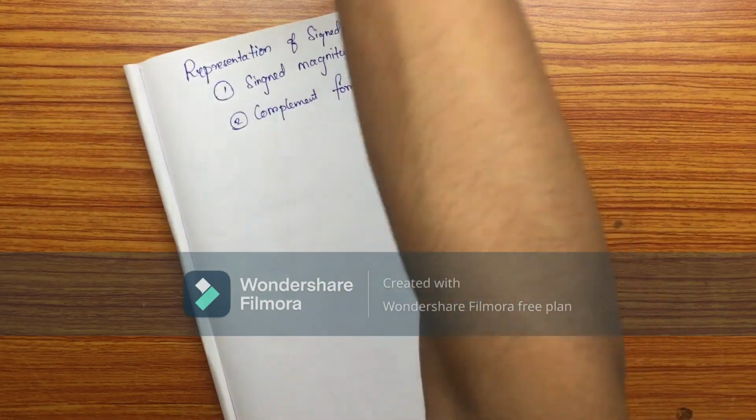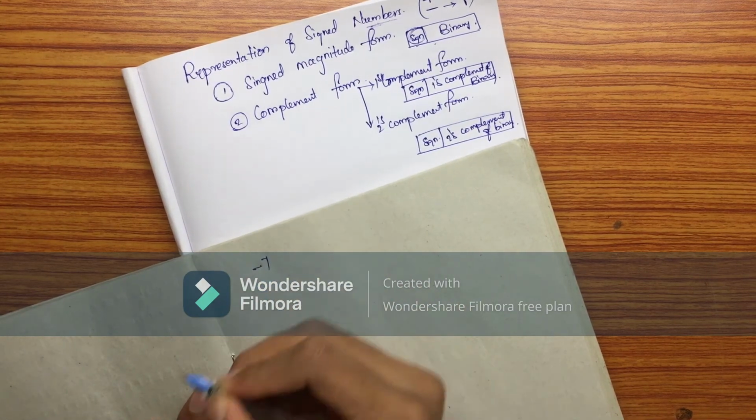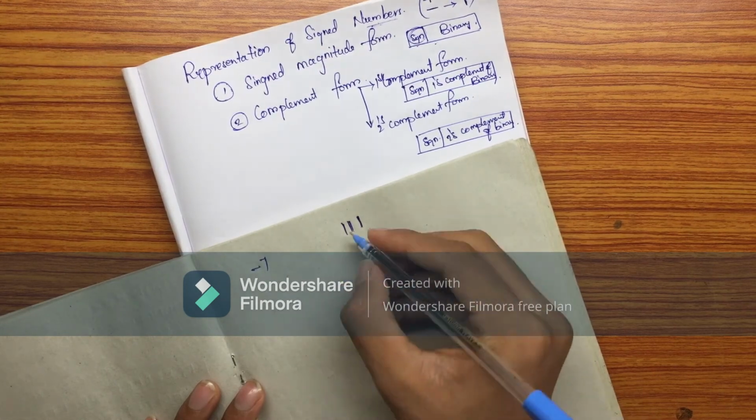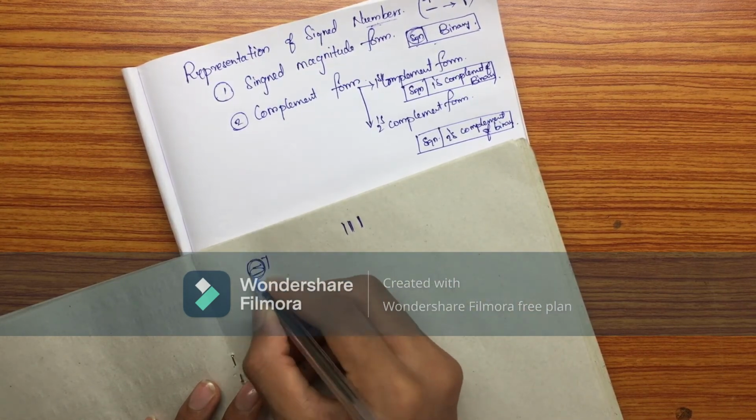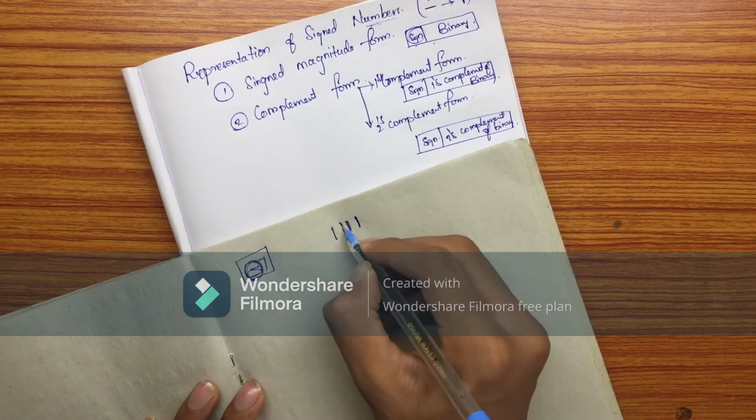I'll tell you the example. See here, representation of signed numbers. Suppose you want to represent -7. So 7 is nothing but this thing, right? So you also have the minus. So the signed magnitude form of -7 will be 1111.